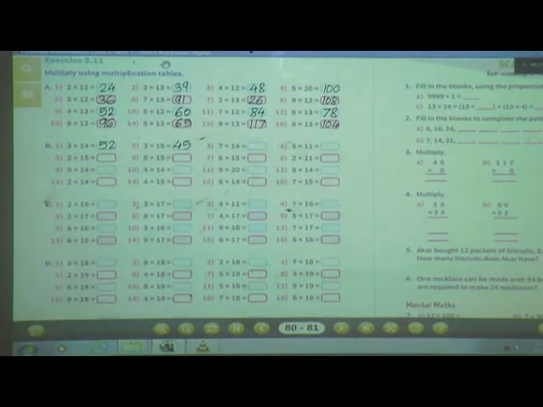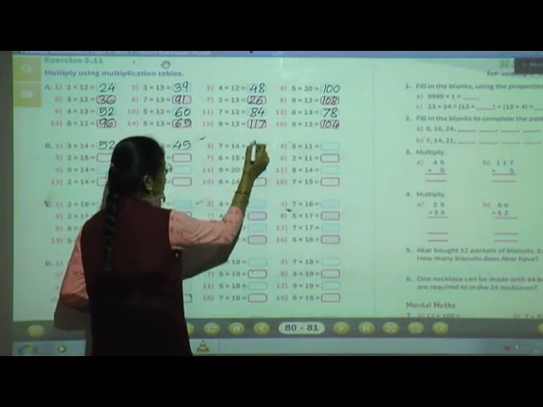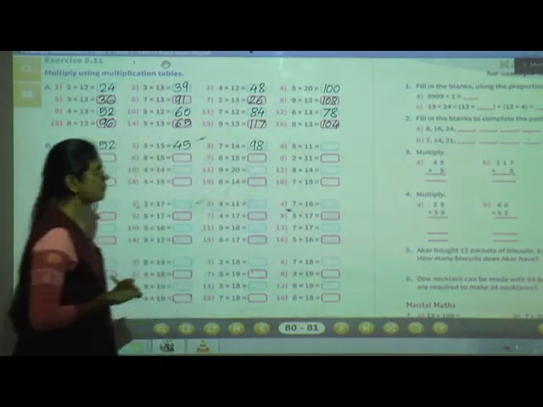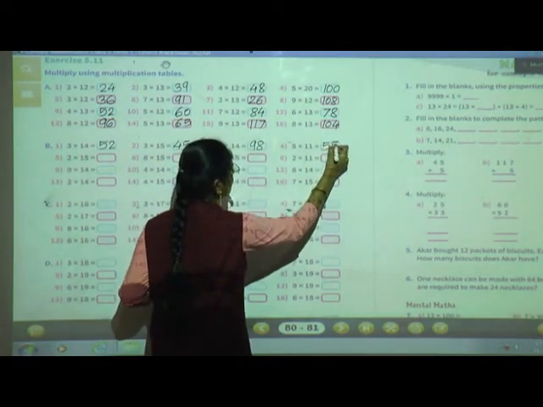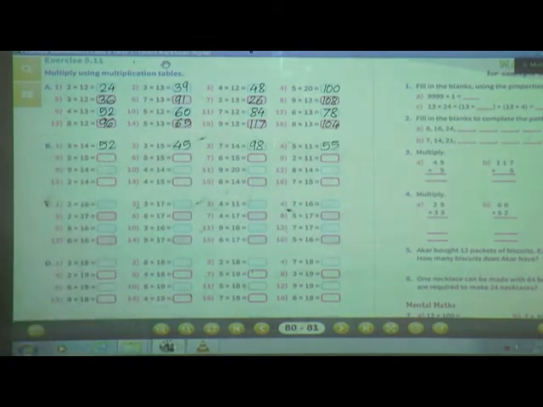Next, 7 into 14. 14 sevens are, say the table of 14. 14 sevens are 98. Next, 5 into 11. 11 fives are 55. Next, 2 into 15. Say the table of 15. 15 twos are 30. Correct. Write here 30.